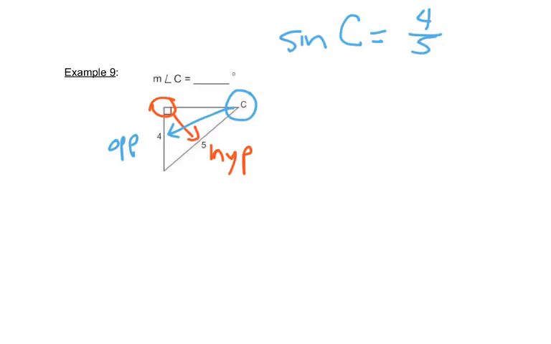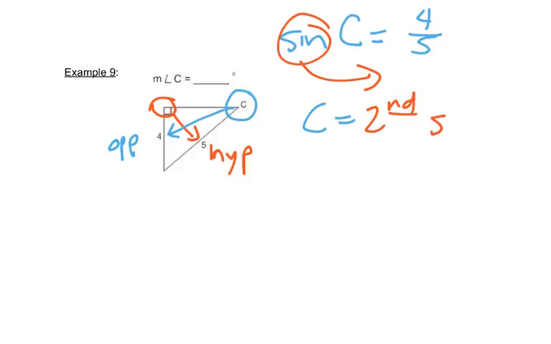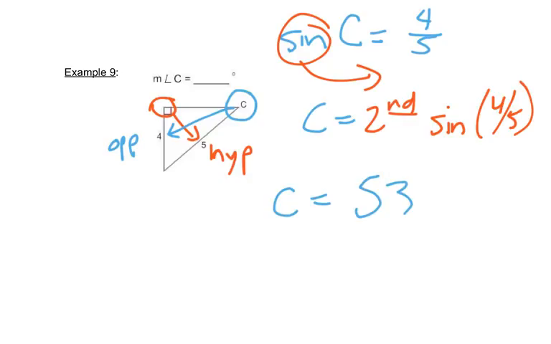So to remember, to move this, we have to say C is equal to second sine of 4 divided by 5. And if we round that to the nearest whole number, it's 53.1, so the nearest whole number would be 53. And because it's an angle, we need to make sure we label it as degrees.